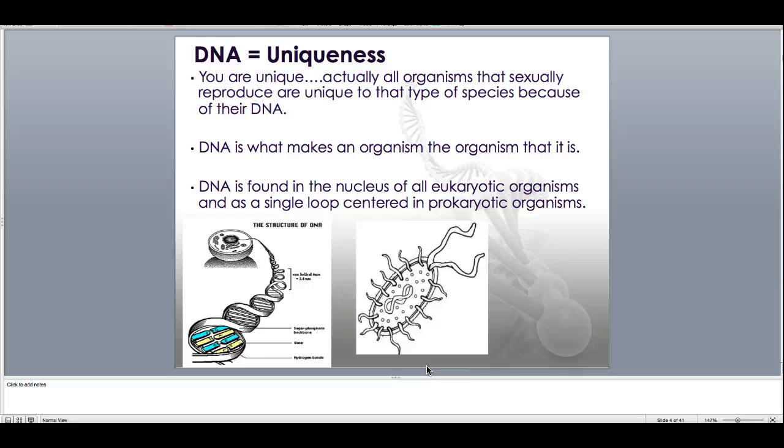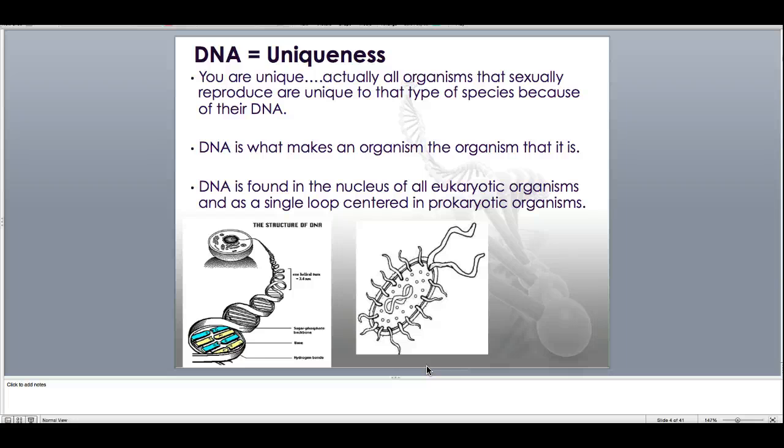Every one of us is unique. Every organism actually is unique as long as there is sexual reproduction. And we'll talk about sexual reproduction versus asexual reproduction in another unit. But basically, sexual reproduction is when two organisms come together and their DNA is combined to create a new organism. So anytime that happens, the new organism is going to be unique to any other organism in that species because of their DNA. The DNA is what makes you who you are, okay?